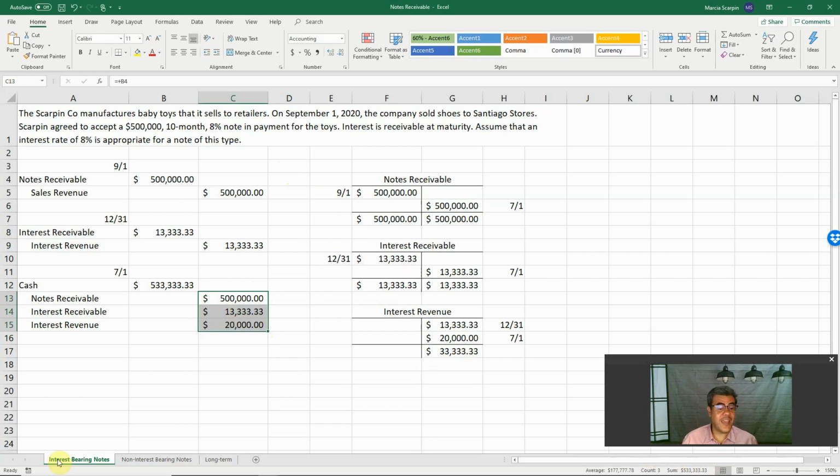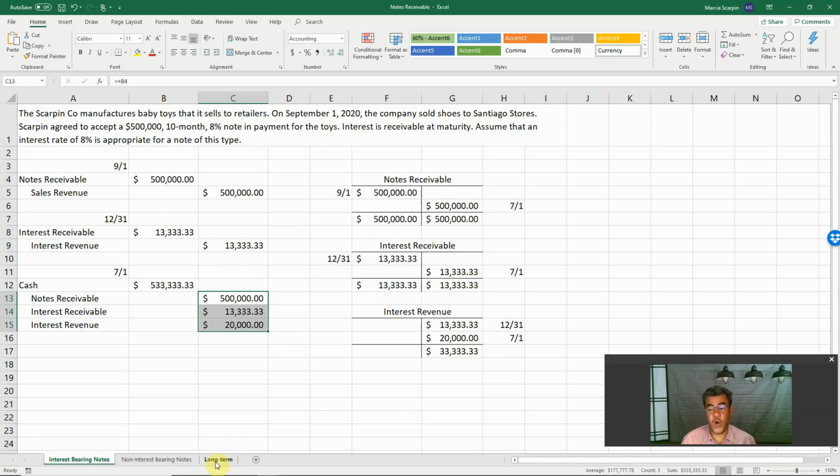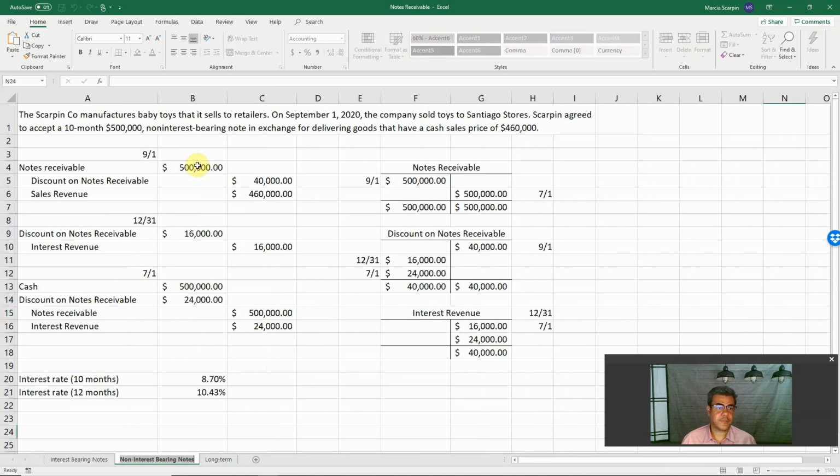This is called an interest-bearing note. Why interest-bearing note? Because the interest is fully disclosed here. We have a second one, and usually we have it on the short term. So interest-bearing note is only for short terms. We have a third one that is the long term that we will also be working with. So non-interest, what is the difference?